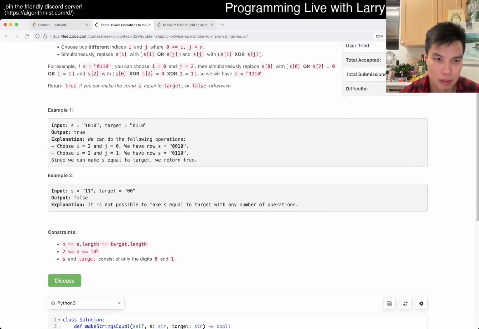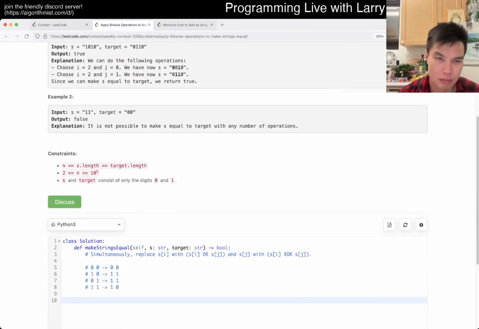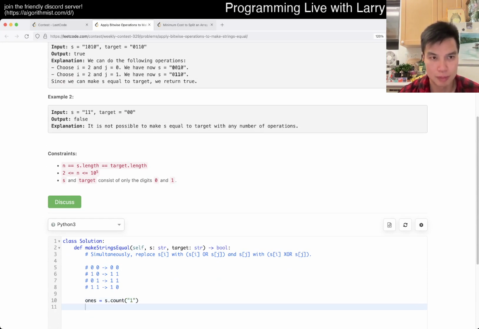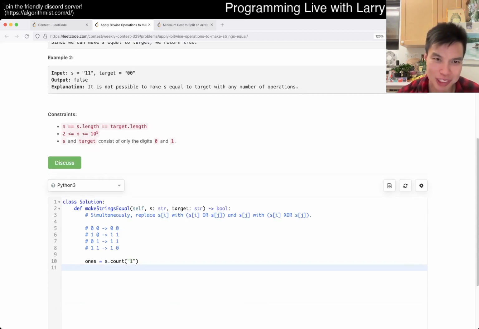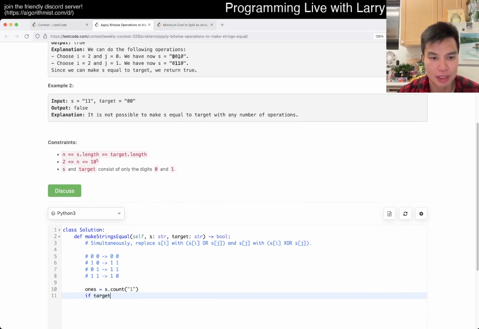It's kind of an awkward one. How do I want to think about it? Okay, so is it s dot count of 1? I mean, maybe. I feel like a lot of these cases are possible as long as we have... I almost want to YOLO a little bit. Like if target dot count of 1 is equal to 0 and s dot count of 1 is equal to 0, then we return true.